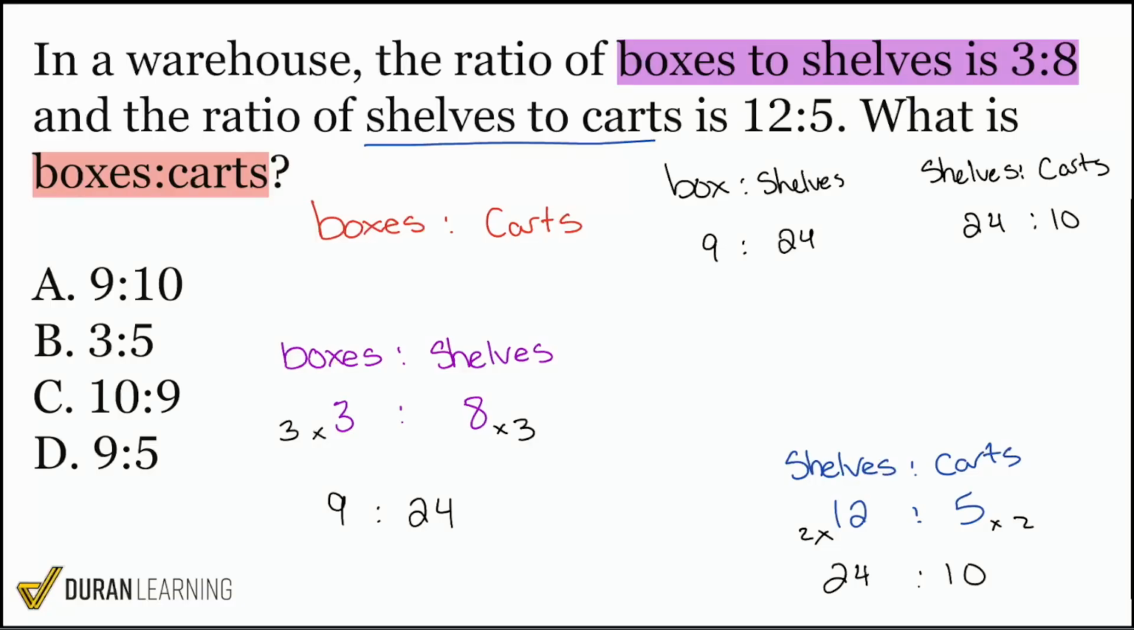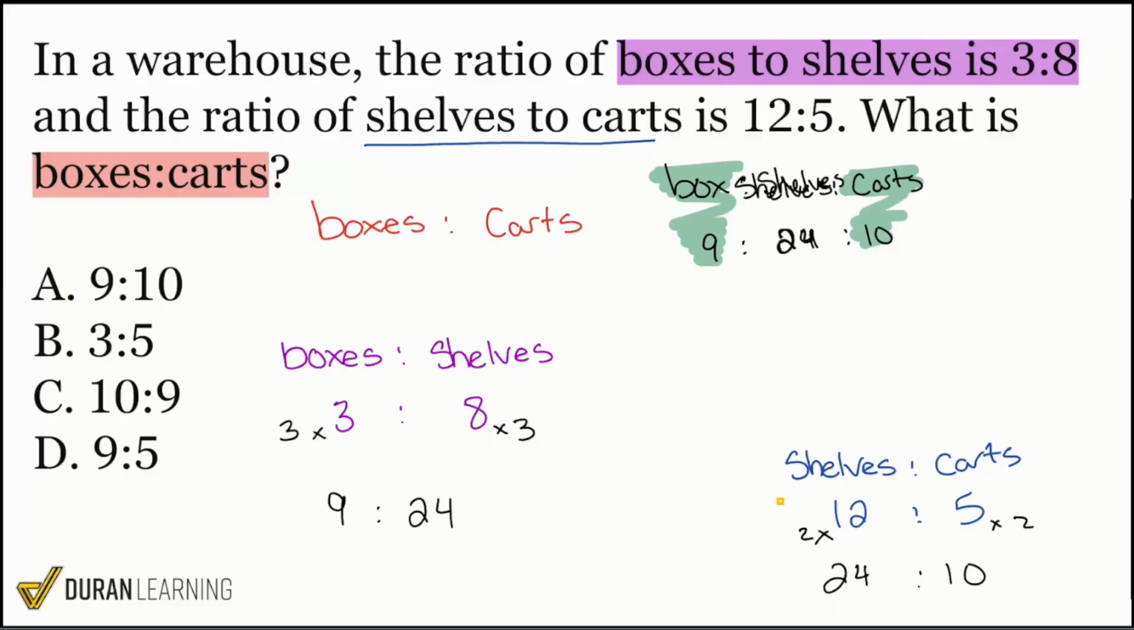Now that we have this going, guess what we can do now? We can absolutely overlap this because it's going to be 24 for sure. Look at that, nice and clean. And now we can make that proper comparison between boxes, which is 9, and carts, which is 10. So there's our ratio, 9 to 10. And that's why the correct answer for this problem here is answer choice A, 9 to 10.